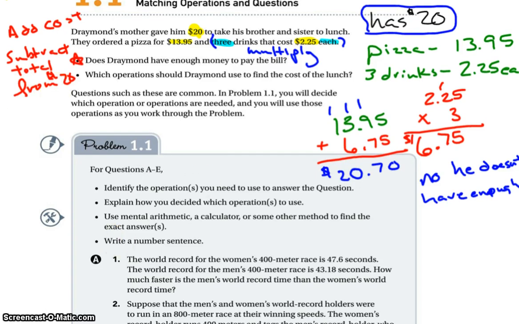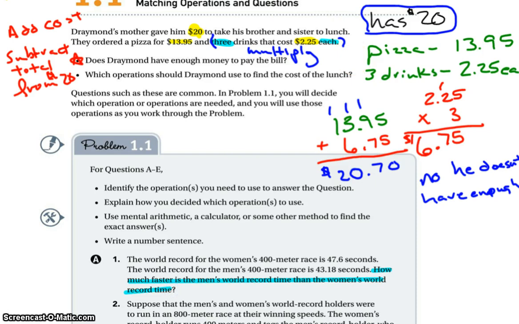This one says, and I'm going to highlight the numbers and the clue words in my question, that way I can see it. So it says the world record for the women's 400-meter race is 47.6 seconds. The world record for the men's 400-meter race is 43.18 seconds. How much faster is the men's world record than the women's world record? So the first thing I'm going to do is highlight the question, because that's going to help me figure out what I need to solve my problem. So how much faster is the men's world record time than the women's?